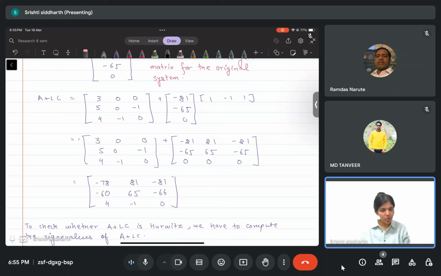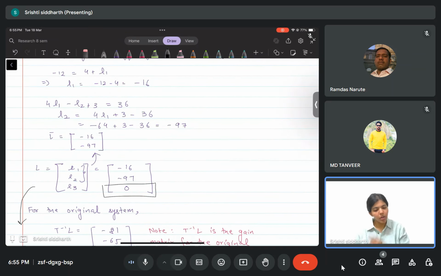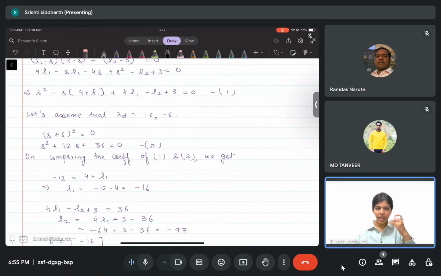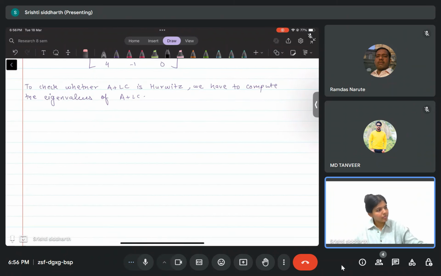If the original system was observable, we don't have to perform the observable decomposition. What we can do instead is select three desired eigenvalues, let's say repeated at -6. So lambda desired is -6, -6, -6. We can compute the desired characteristic equation and then compare its coefficients with the characteristic equation for A plus LC. I hope this question was clear to you. Now let's move on to the next one.